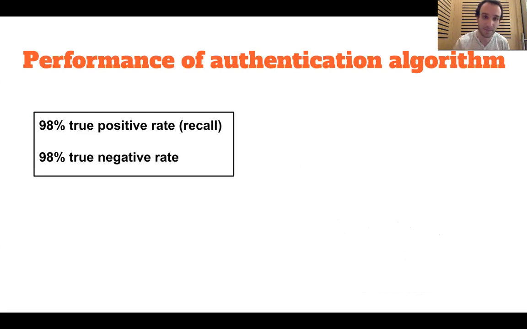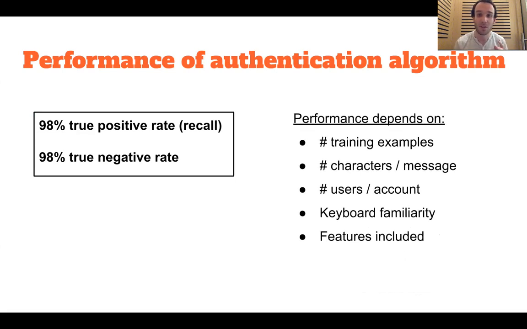falsely flagged. This performance depended on a number of things, such as the number of training examples we have for the user, how long those messages were, if there were multiple users sharing an account, or if multiple different keyboards were used across sessions, and also which features were included in the model. And I'm happy to talk more about how these factors affected performance.